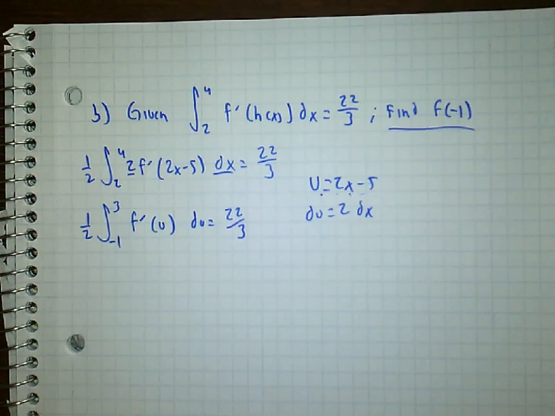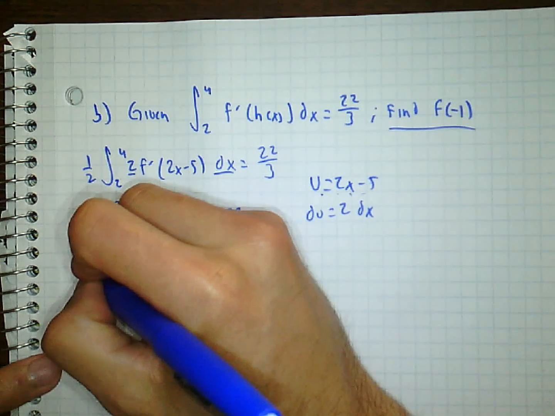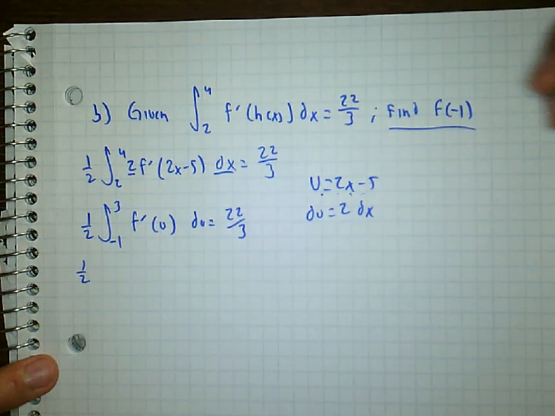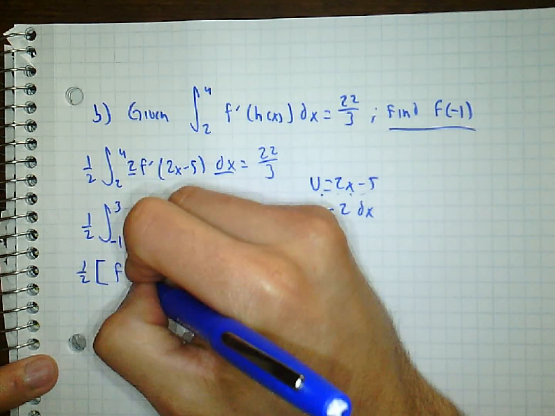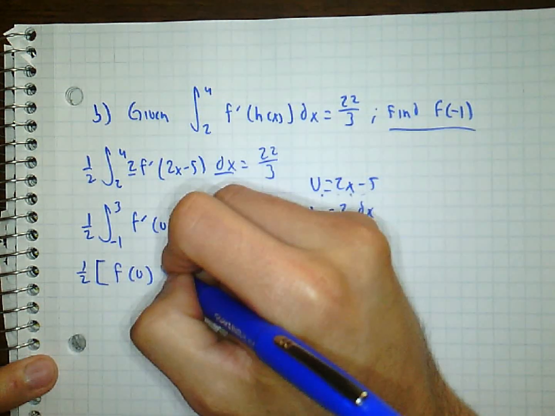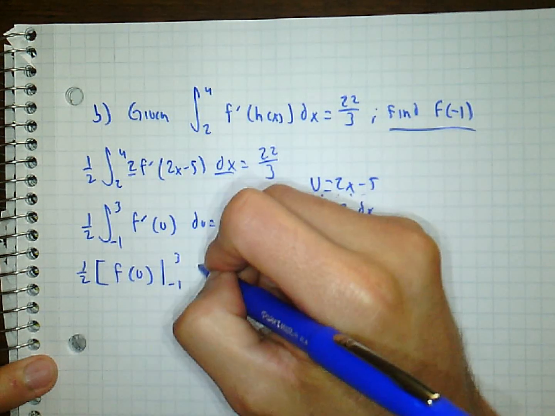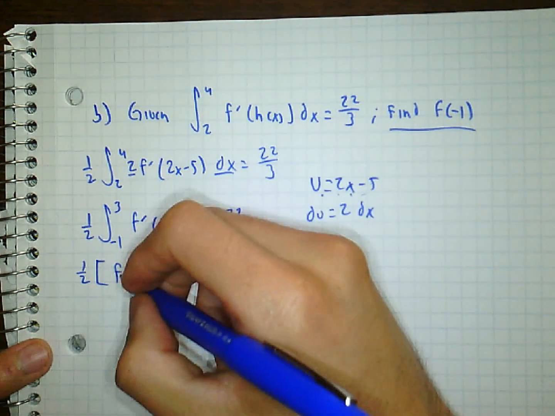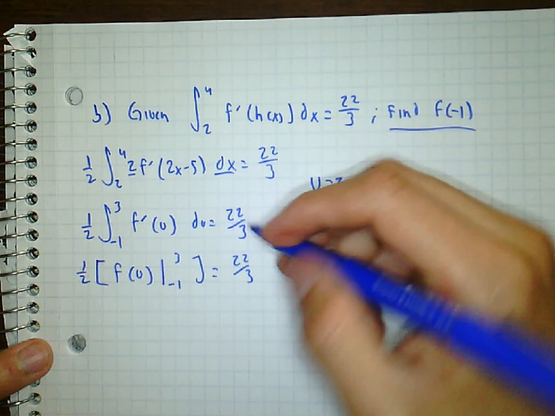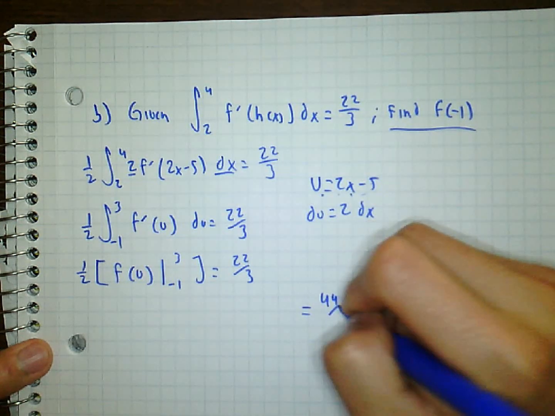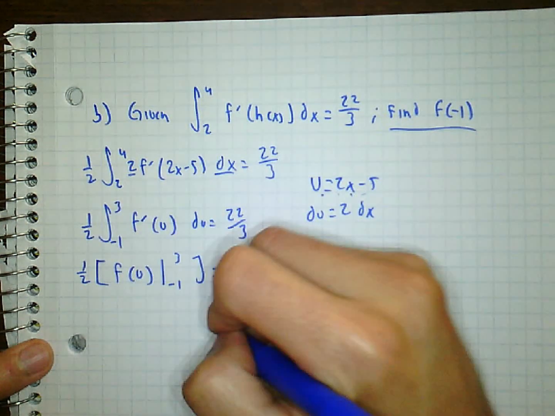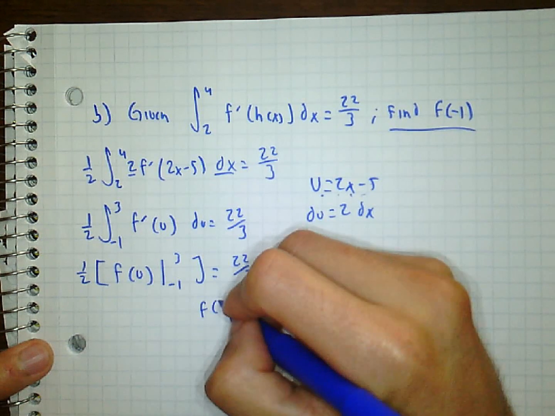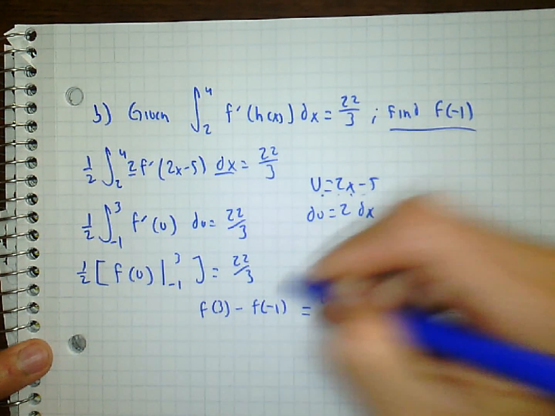So now I don't have to go away from u, all I have to do is integrate in terms of u. So what is the integral of f prime of u? Well, that's really just going to be f of u, evaluated from negative 1 to 3, and that has to be equal to 22 over 3. So we're going to solve this really quickly. I'm going to multiply this by 2, which gives us 44 over 3. That gives us f of 3 minus f of negative 1.